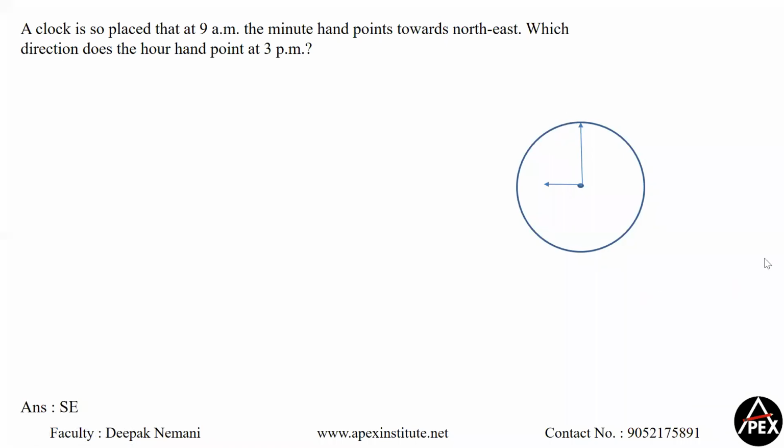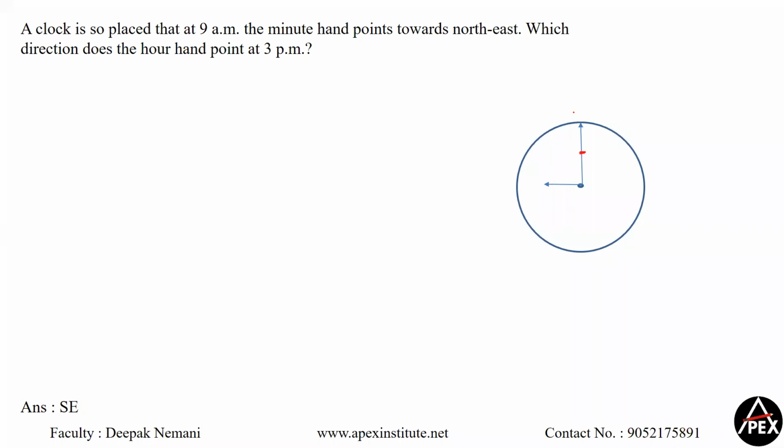Okay. So a clock is so placed that at 9 a.m. the minute hand points to northeast. So minute hand. But please don't get confused between these two hands. This is called minute hand, and I assume clocks is done, isn't it?